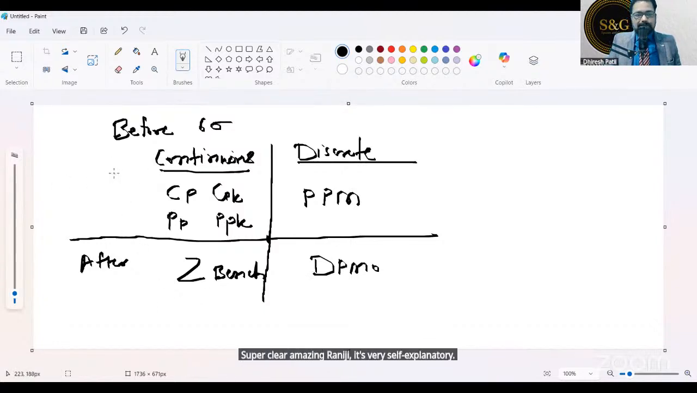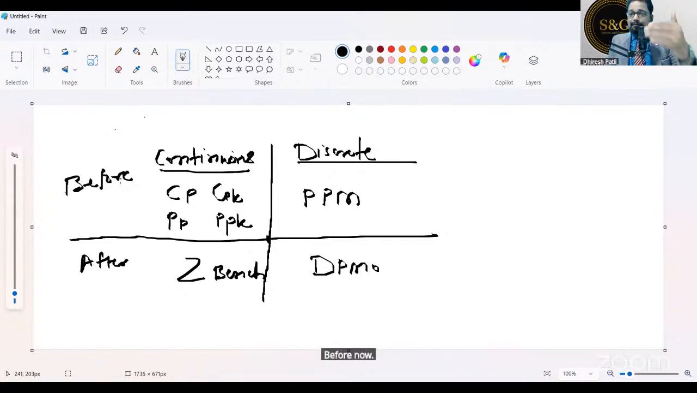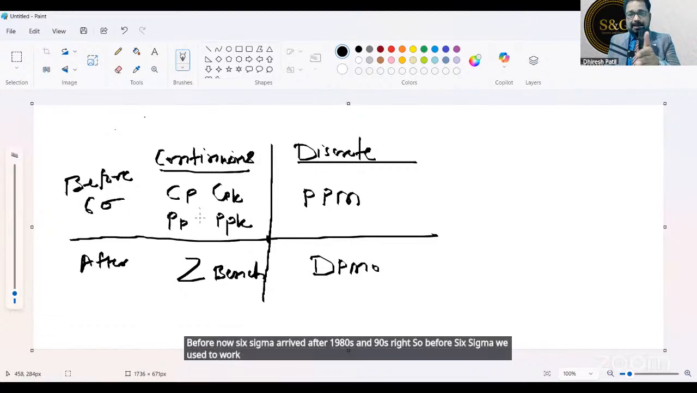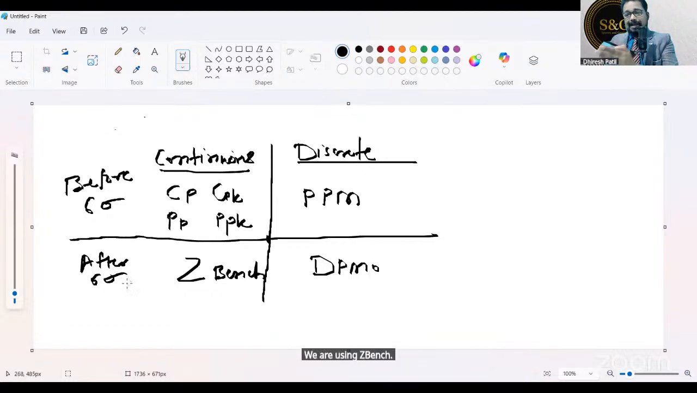Before 6 sigma, this is before. Let me remove this once. So this is before 6 sigma. Now 6 sigma arrived after the 1980s and 90s, right? So before 6 sigma, we used to work on CP/CPK and PP/PPK, which we are going to discuss today. And if you have discrete data, we used to use PPM, parts per million. And after 6 sigma, we are using Z bench, and in case of discrete data, we are using DPMO. Now we are going to focus on this part.